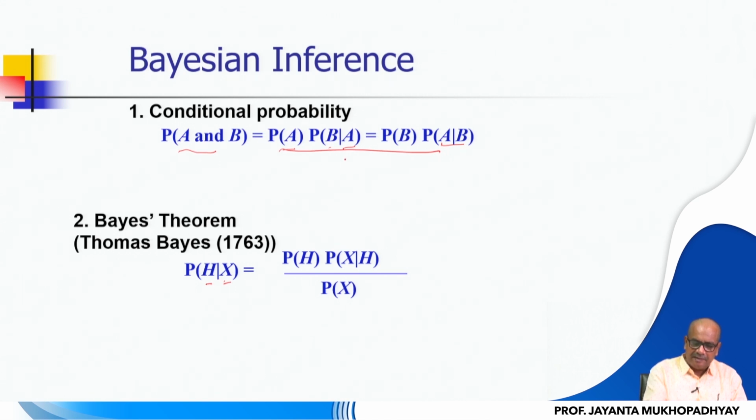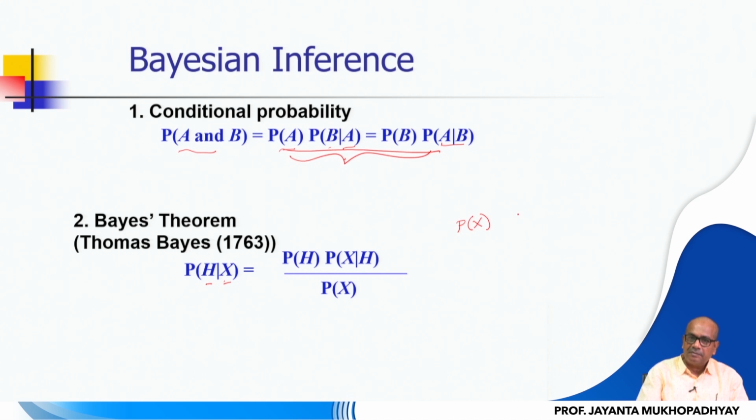Now if I apply this relationship considering the joint probability of H and X, as we have shown, the conditional probability of H given X should be equal to the probability of H multiplied by the probability of X given H, divided by the probability of X. So I can write those things in this form.